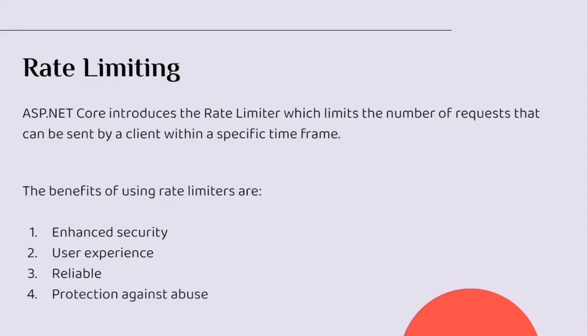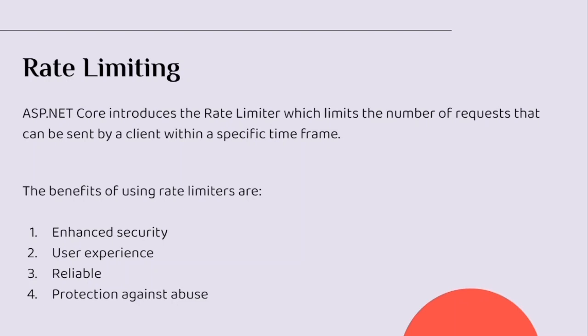ASP.NET Core introduces the rate limiter, which limits the number of requests that can be sent by a client within a specific time frame. The rate limiting features can be very useful, especially when you have a large user base calling your APIs. Users can send multiple requests at different times, and these requests may be expensive, so limiting the number of requests a client can send per interval is crucial.